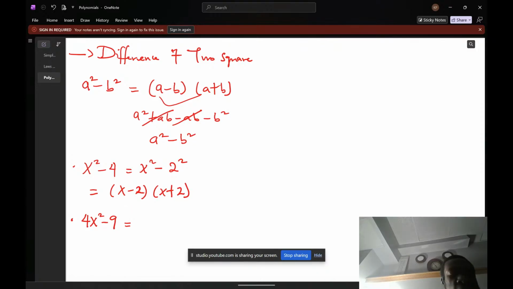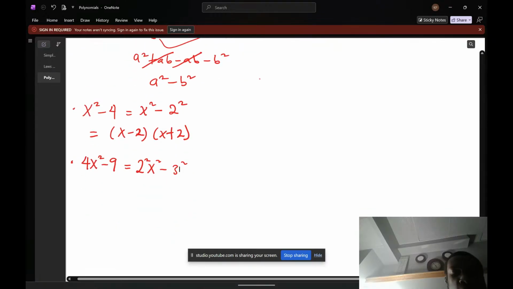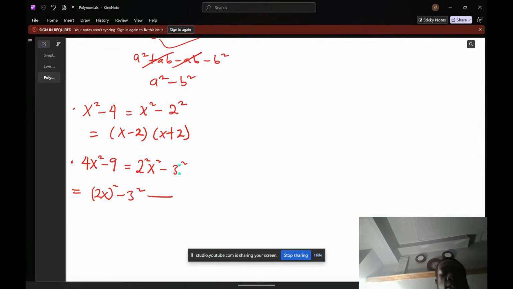So now let's write it like this. It will be 2 squared x squared minus 3 squared. Okay. So to avoid any confusion, it can be written like this: 2x all squared minus 3 squared. So now when we write it out, it will be 2x minus 3 into 2x plus 3. Okay. 2x minus 3 into 2x plus 3.